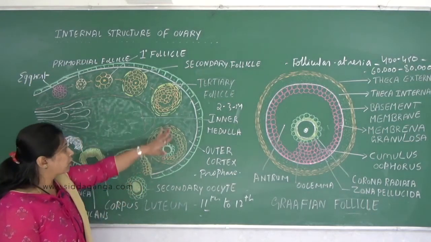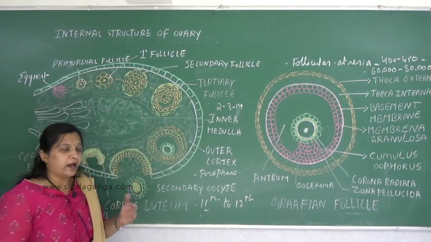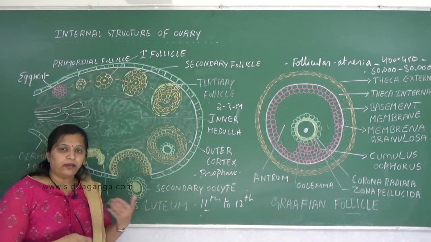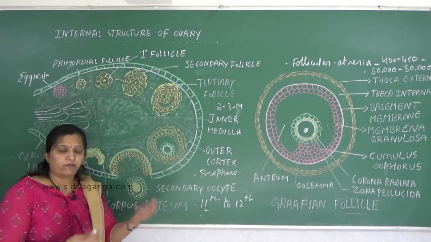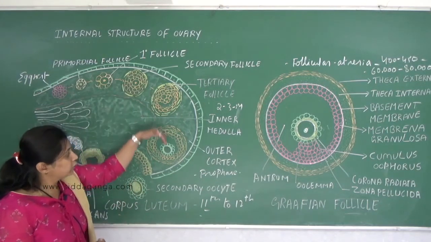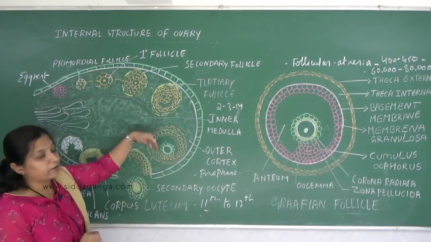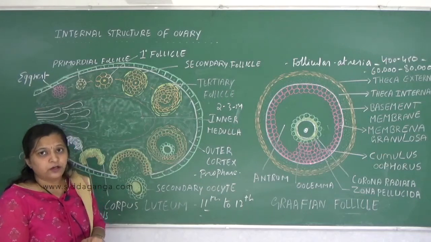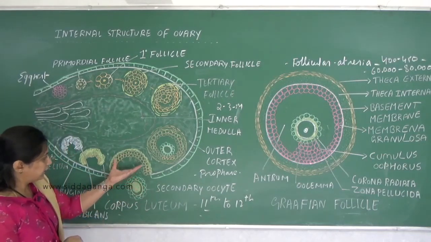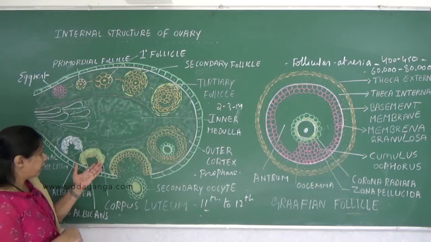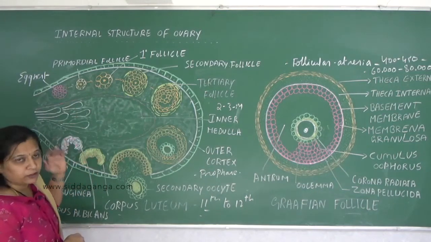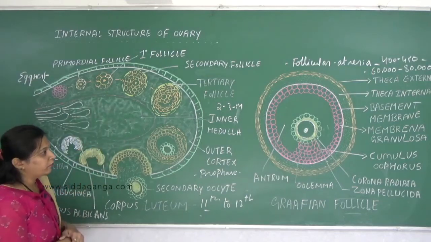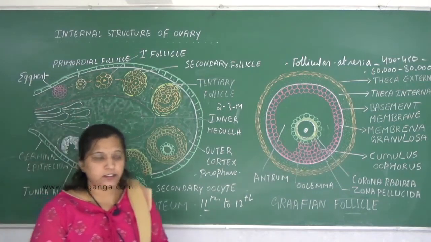So this is the internal structure of the ovary and folliculogenesis. When folliculogenesis begins, where it takes place, how follicular development takes place, what hormones are involved, what causes ovulation, and what happens after ovulation, that is, the fate of the Graafian follicle, the corpus luteum, and finally the corpus luteum turning into the corpus albicans. So this is the detailed information regarding folliculogenesis.